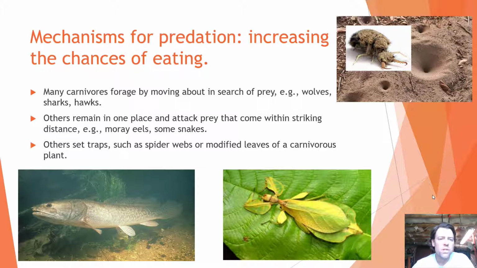And many carnivores forage by moving about in search of prey. So you can think about wolves, sharks, hawks. Those things are constantly on the move and they're sort of searching for prey. And then others might remain in place and attack prey that come within striking distance. Examples would be some fish species, there's moray eels.